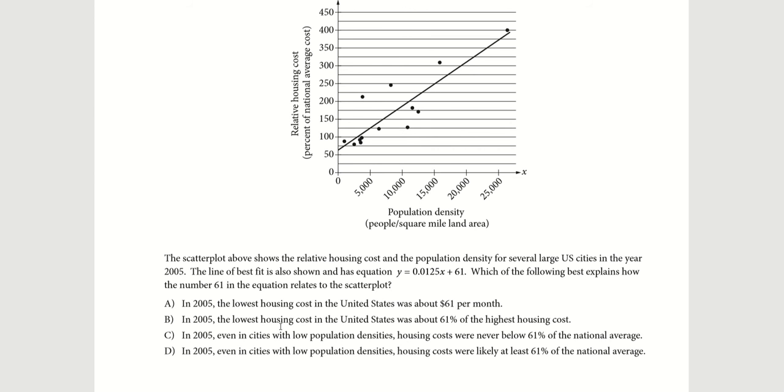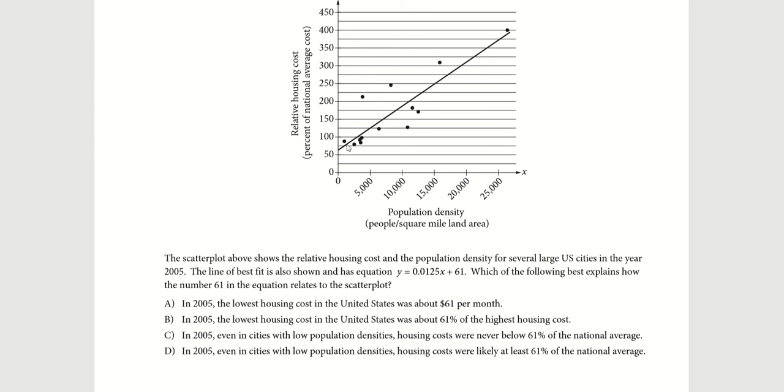B. In 2005, the lowest housing cost in the United States was about 61% of the highest housing cost. We can't really determine that. A line of best fit is just a line that tries to describe the data you're given and then helps you make predictions based on that. The reason B isn't the answer is that we don't actually have a point here. If we had a point that represented a city right here, then that would maybe be an answer, but in this case it's just not.